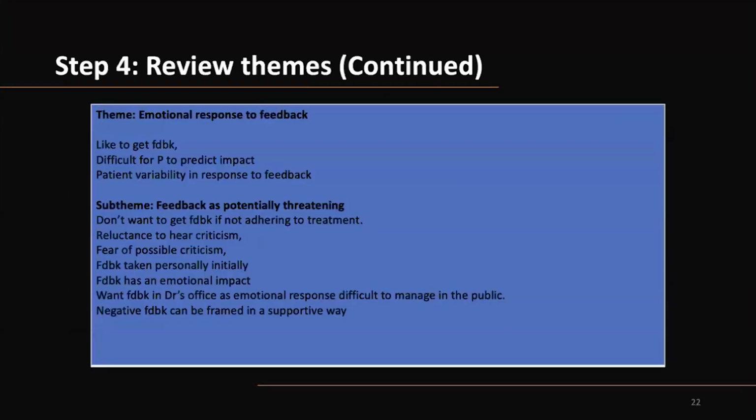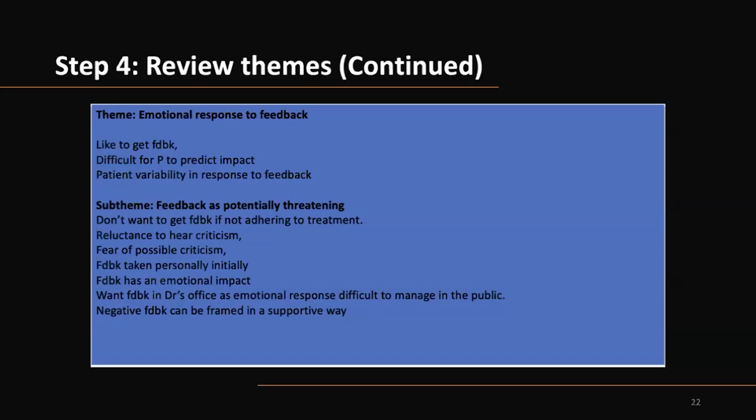Right, so this was just another example to explain how you can generate a sub-theme from the bigger theme. So we have our theme, emotional response to feedback, with a few examples that talk about how a patient likes to get feedback, how it's difficult for a patient to predict the impact, and patient variability in response to feedback. And then our sub-theme there will be feedback as potentially threatening.